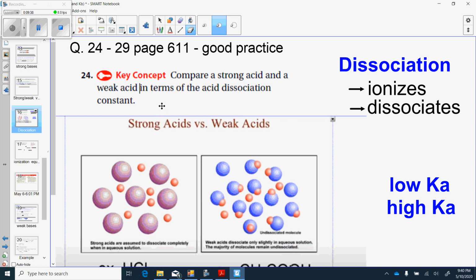So the first question, 24, it says compare a strong acid and a weak acid in terms of acid dissociation. So here we're thinking about strong and weak again. So it's acid, you want to talk about how well they're breaking up. This is such an important concept, and I want to make sure you guys are okay with it. Dissociation, ionizing, dissociating, it all means the same thing, right? It's all about a compound breaking up into its ions, acids breaking up into their ions, bases breaking up into their ions. So we want to be clear on this. So here's a picture that might help out.